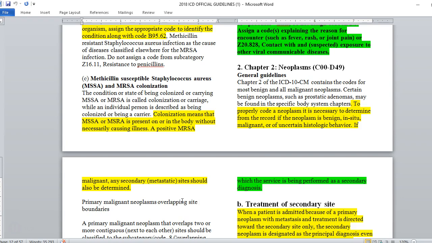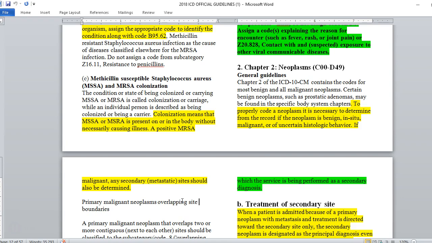So Chapter 2 reminds us that ICD-10-CM contains the codes for most benign and all malignant neoplasms. Okay, so let's remember, benign is non-cancerous, malignant is cancerous. Certain benign neoplasms, such as prostatic adenomas, may be found in the specific body system chapter. So a prostatic adenoma is a benign overgrowth of prostate tissue, and so that one's going to be found in the genitourinary section and not in the neoplasm section.